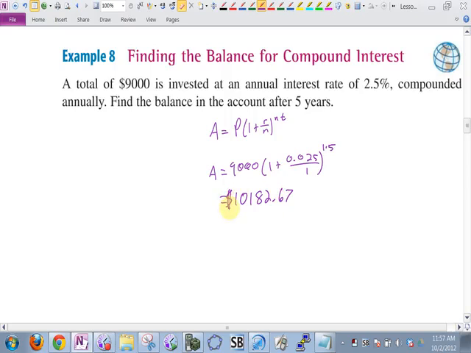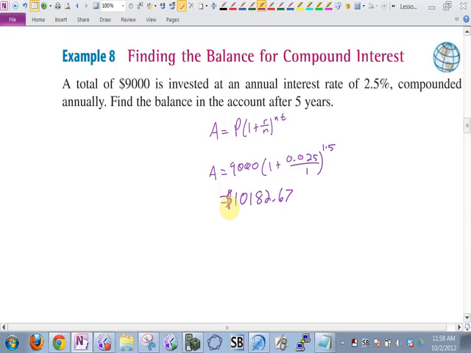But banks round now. Just round the way you learned in elementary school. If it's a 5 or above, go ahead and round it up, because we're not going to try and make a guess at what banks actually do. Okay, so $10,182.